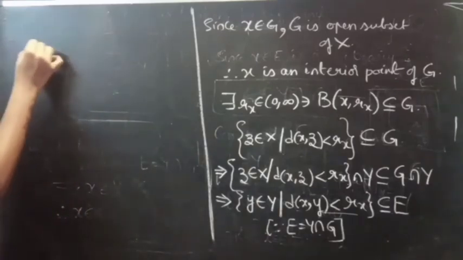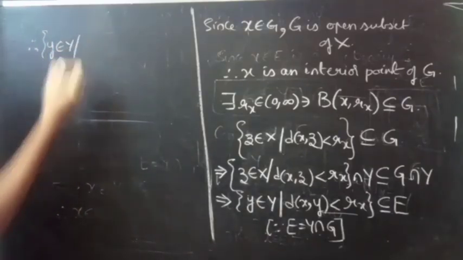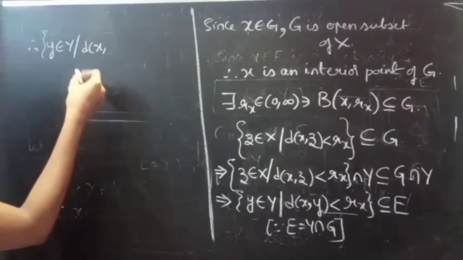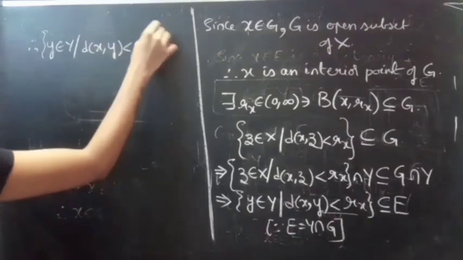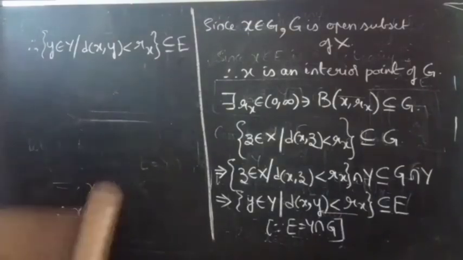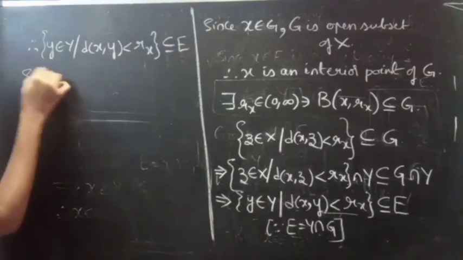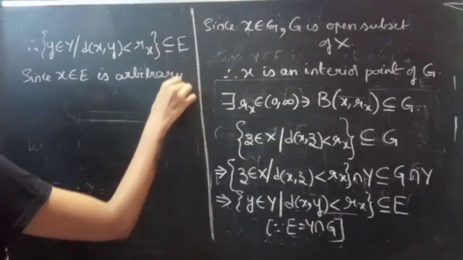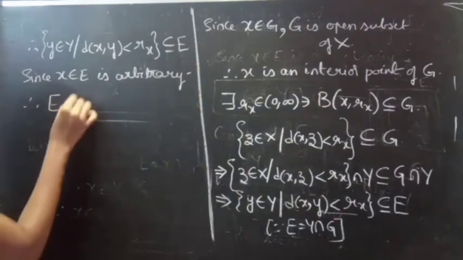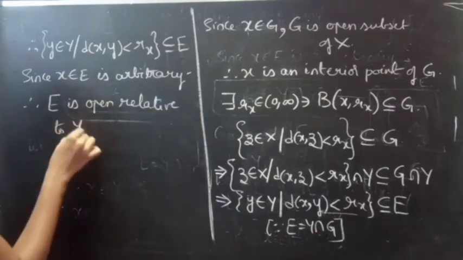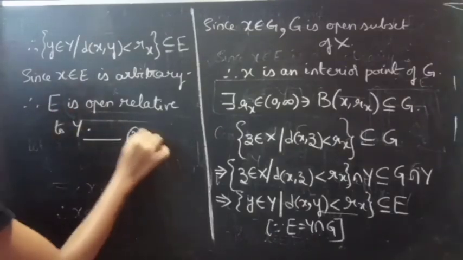So therefore, the set of y belongs to capital Y such that the distance between x and y is less than Rx is a subset of Y. So by the definition of open relative to Y, we can say that E is open relative to Y. Since x belongs to E is arbitrary, therefore E is open relative to Y. Okay, so consider it as 2.